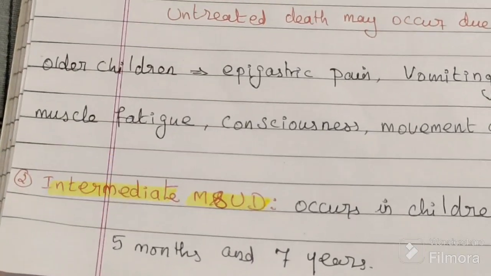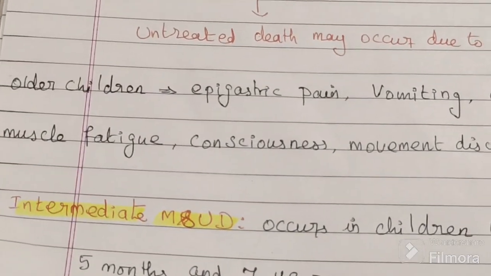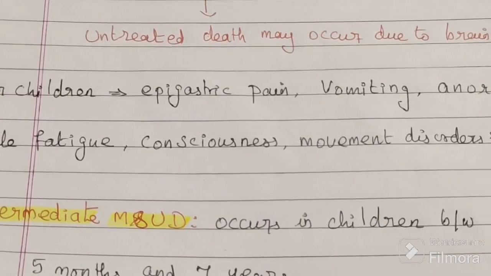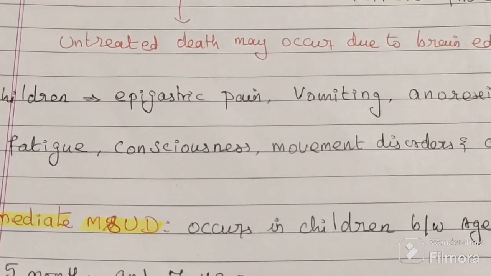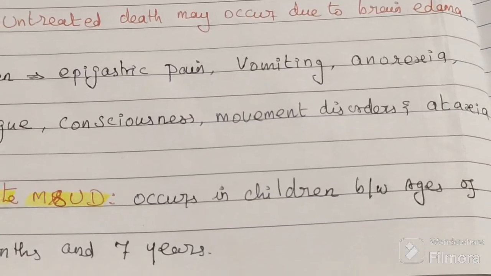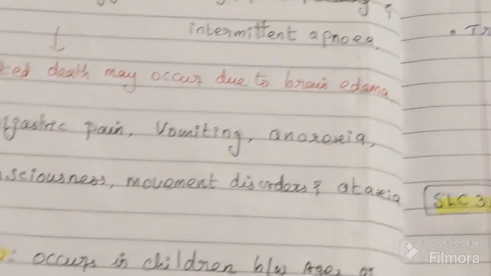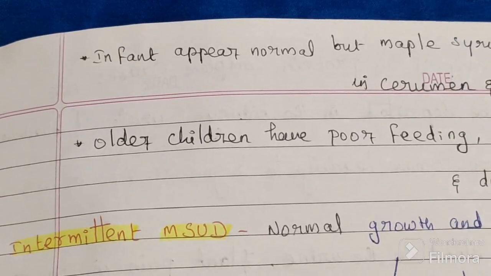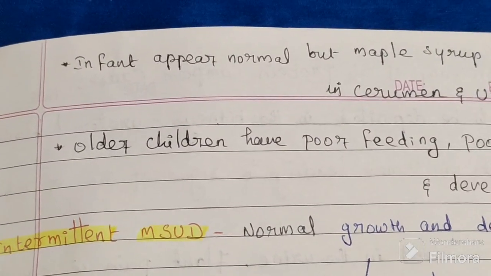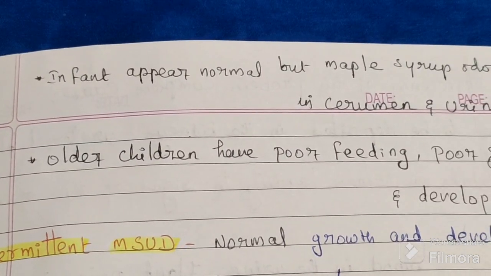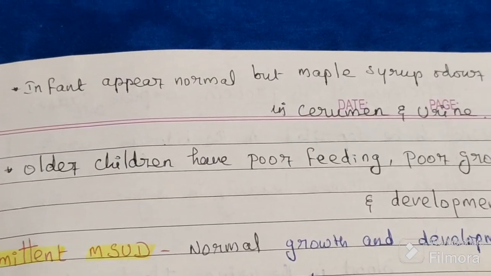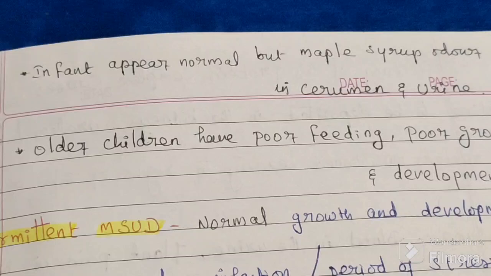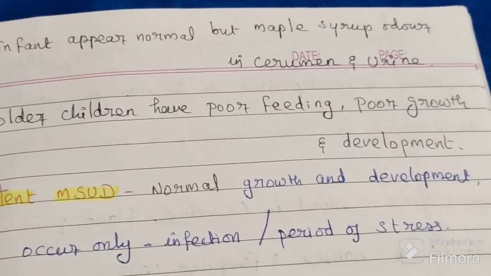Second condition, intermediate maple syrup urine disease. It occurs in children between the age of 5 years and 7 years. The infant appears to be normal but will have a maple syrup odor in cerumen and urine. Older children have poor feeding, poor growth and development.